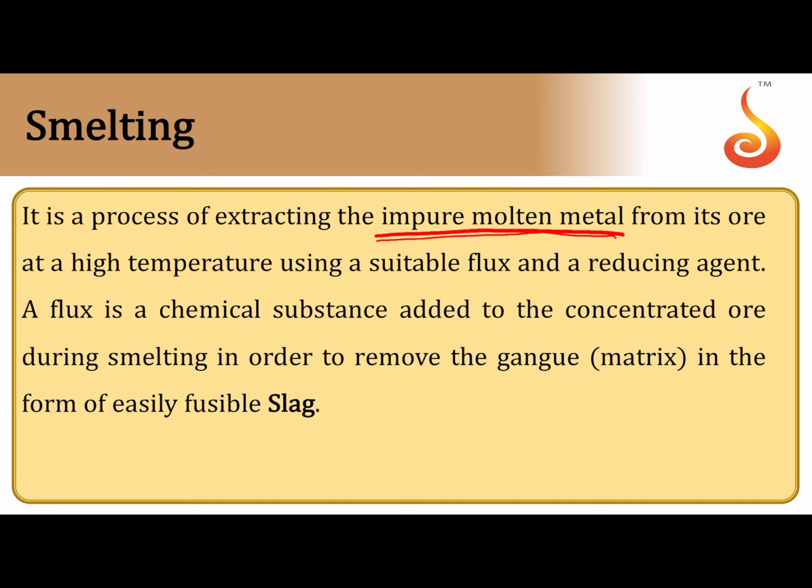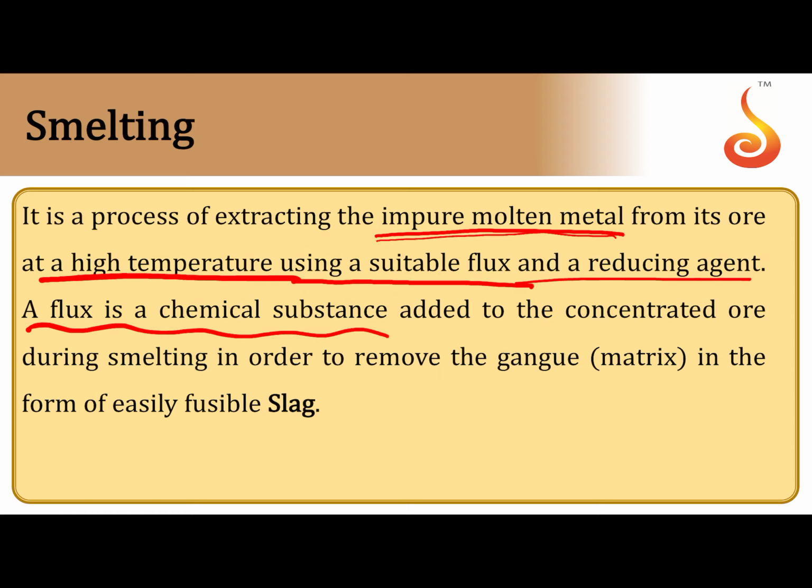In this method, metal is extracted in molten state from its ore at high temperature using a suitable flux and a reducing agent. A flux is a chemical substance added to the concentrated ore during the smelting in order to remove the gangue. Gangue is the impurity present in the ore, also called matrix. This gangue is infusible, its melting point is very high. So, such type of gangue is converted into fusible mass.